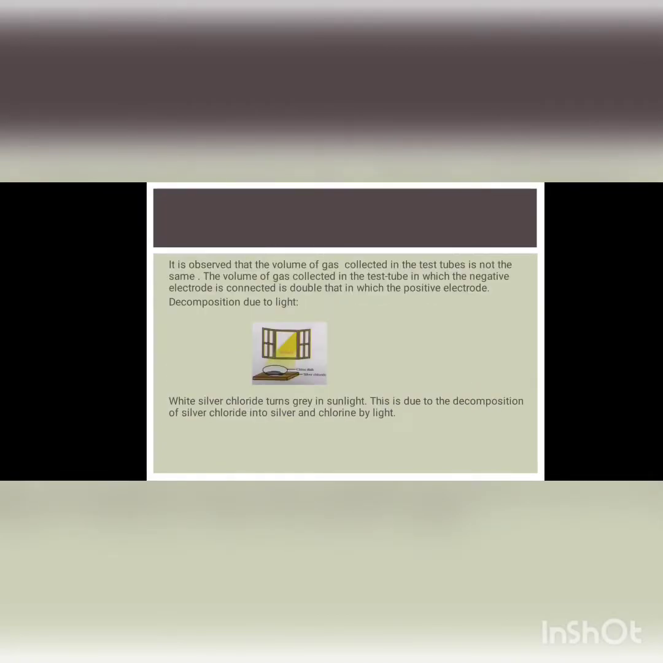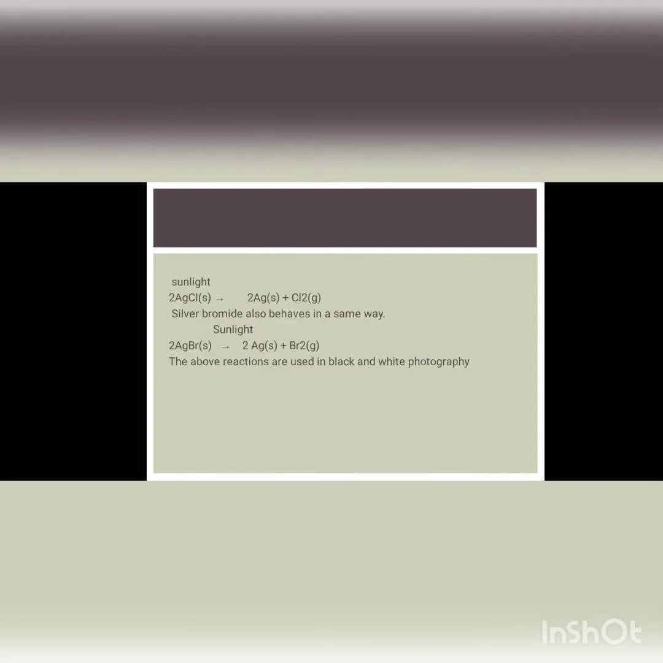Silver chloride being exposed to sunlight will get decomposed and it will form silver and chlorine. These are the reactions. Silver chloride broken down in presence of sunlight forms silver and chlorine. Similarly, we can have silver bromide, which will decompose and it will form silver and bromine.